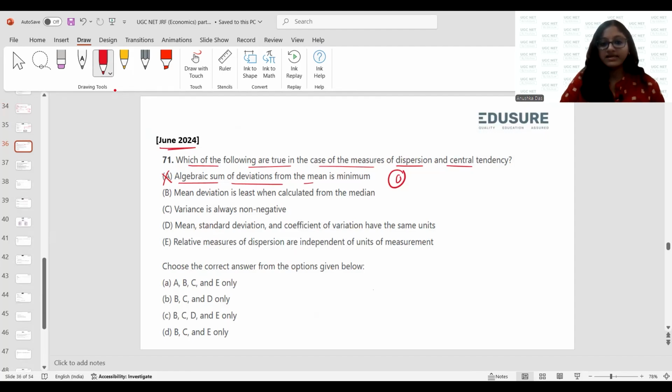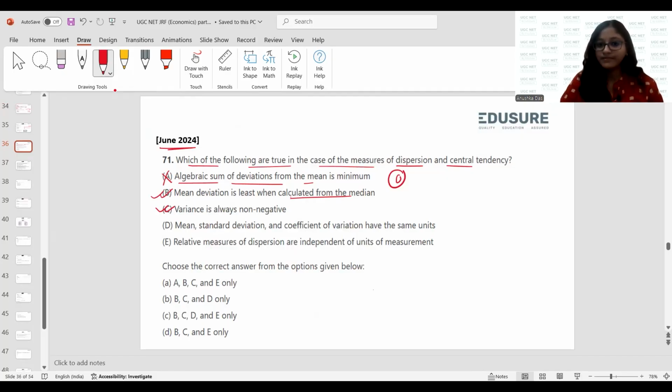Second statement: mean deviation is least when calculated from the median. This is a well-known and very important property. You must remember this. This is true. Variance is always non-negative. This is also true. Mean, standard deviation, and coefficient of variation have the same units.